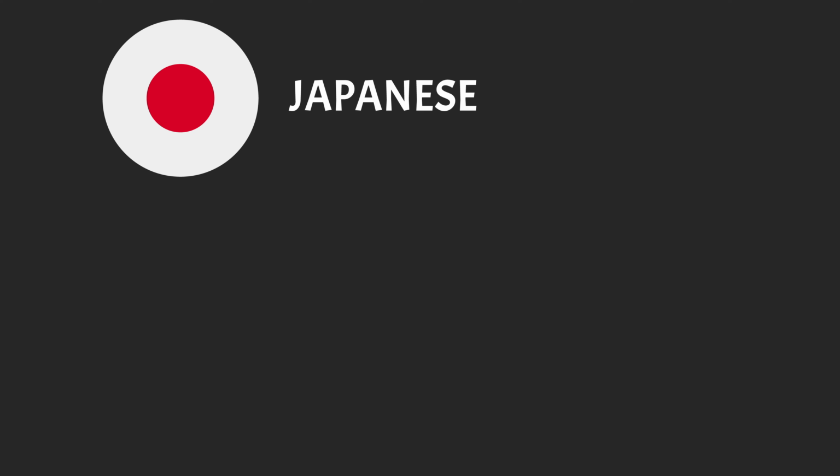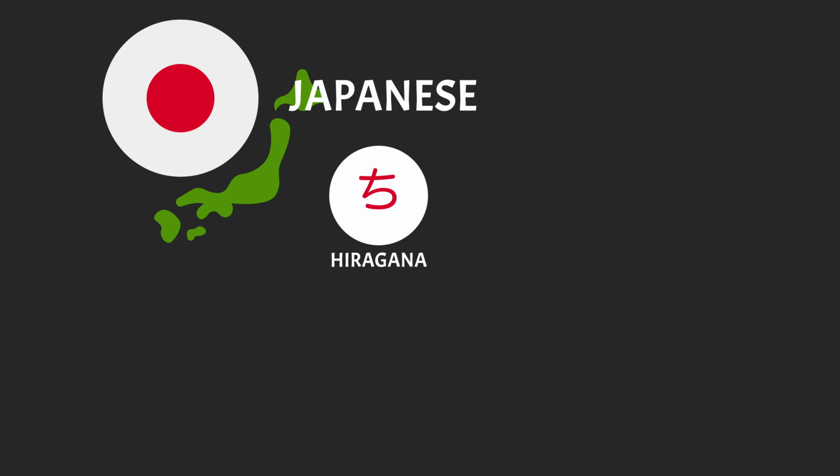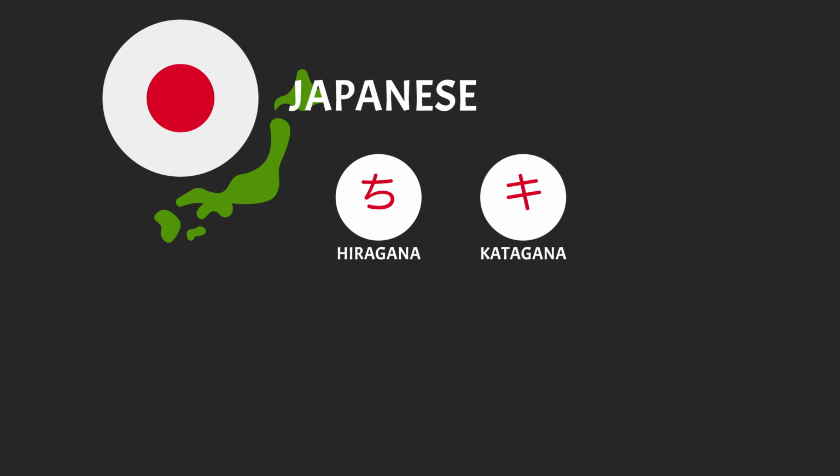Japanese is unique in the sense that they use 3 different scripts to write. 2 of the scripts, Hiragana and Katakana, are syllabaries, where each character represents a syllable. The 3rd script is called Kanji, and is based on the writing of Chinese characters, although the pronunciation of the word is not the same.